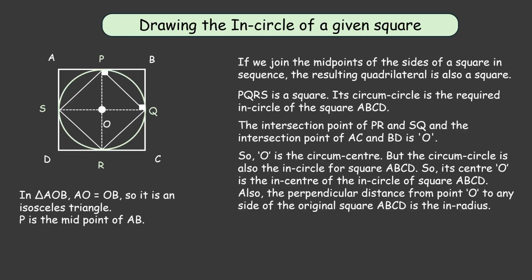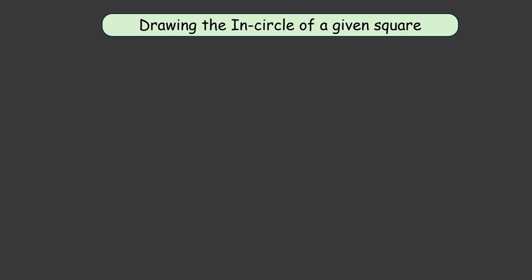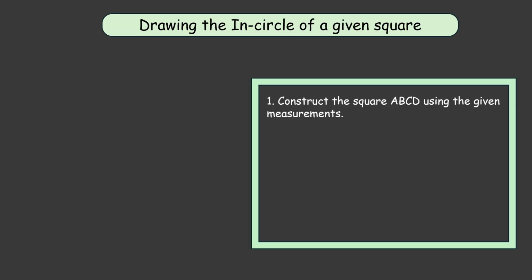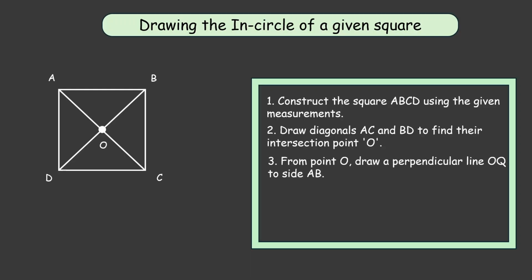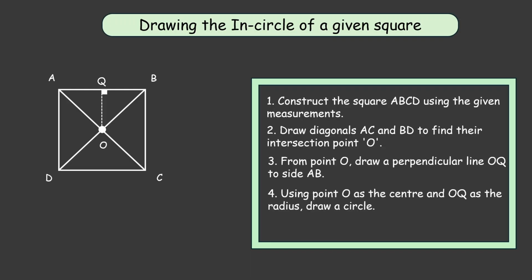Now, using this knowledge, let us draw the incircle of this square. So let's construct the square ABCD using the given measurements. Then we'll draw diagonals AC and BD to find their intersection point O. Now from point O, let's draw a perpendicular line OQ to side AB. Now using point O as the center and OQ as the radius, draw a circle. And this is the required incircle of square ABCD.